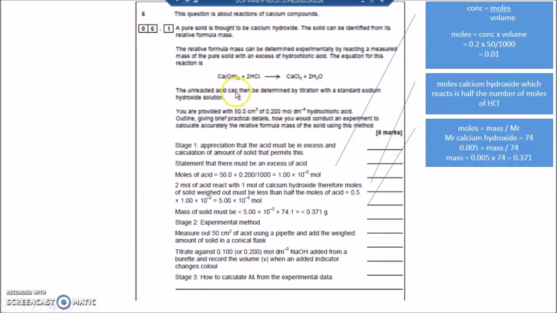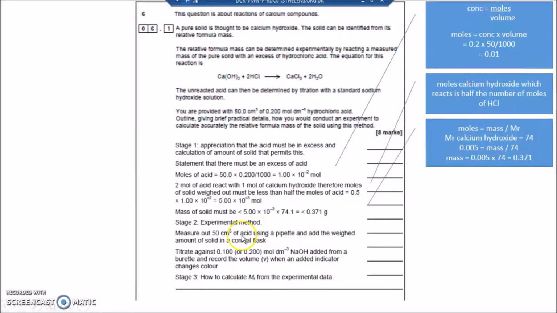However, in the question it says that you've got any excess acid, any leftover acid. So we've got acid in excess. That amount of calcium hydroxide would use up all of the acid, so we need something less than that, less than 0.371 grams. Anything less than that would leave some of the acid left over. The next stage then is you've got to get this leftover acid. You get the leftover acid and you measure it out.